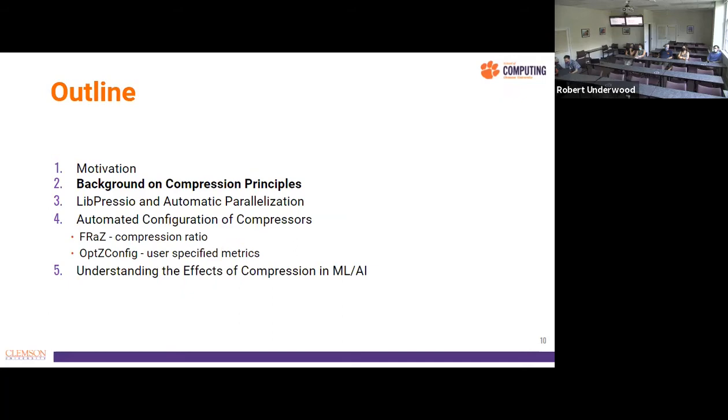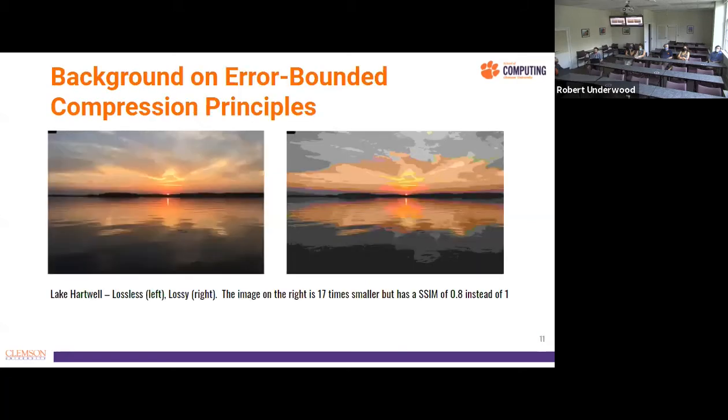I want to give an outline for the remainder of the talk. We're going to begin with some discussion of background on compression principles to kind of catch everybody up to speed who may not be as familiar with the area. Then we'll proceed to a series of papers that I've worked on over the course of my dissertation relating to automatic parallelization, automatic configuration of compression, and understanding its effects.